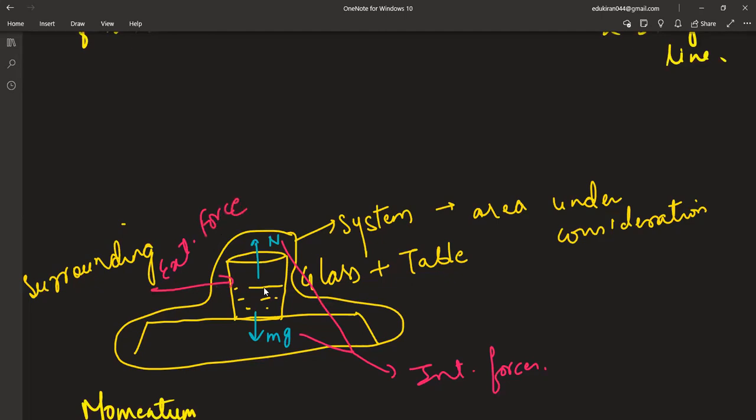Or suppose I have dragged this glass. Because I am not a part of the system right now, that becomes an external force. So external forces and internal forces, we are clear, because this will come again.